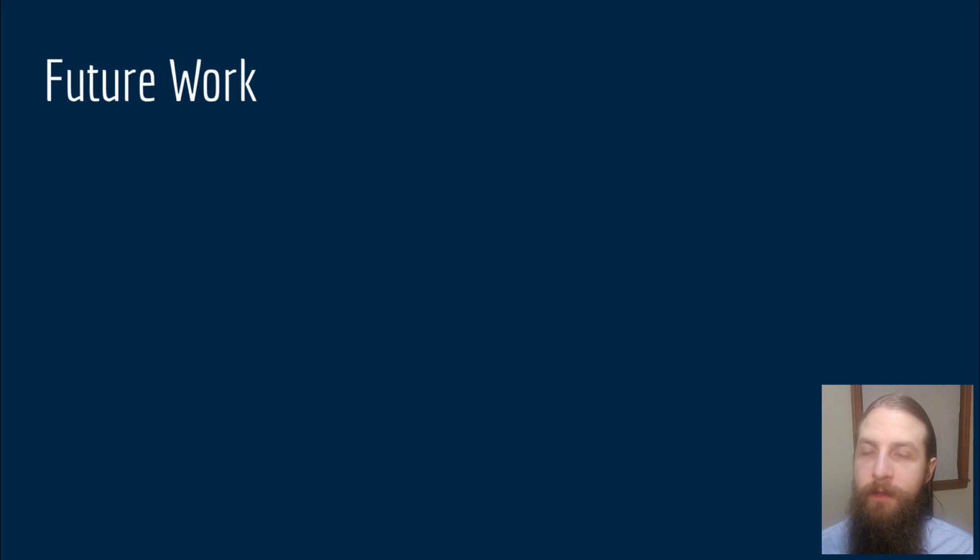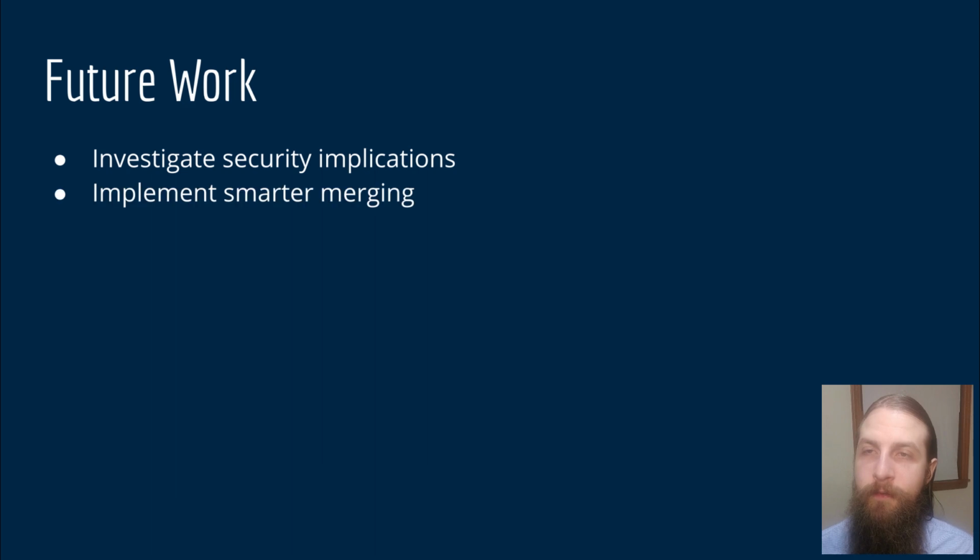Now I'll talk about some ideas for future research to build on guided linking. The security effects of guided linking need to be researched. There may also be new security techniques enabled by guided linking. We can try to improve the merging process by selectively leaving some function bodies in the wrapper libraries, which may reduce the amount of indirection.